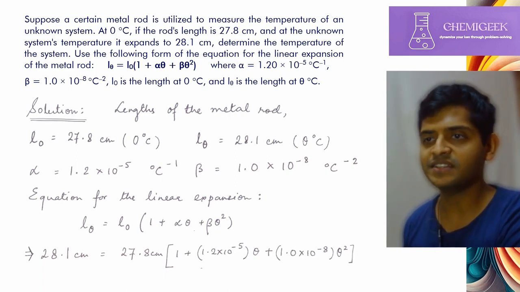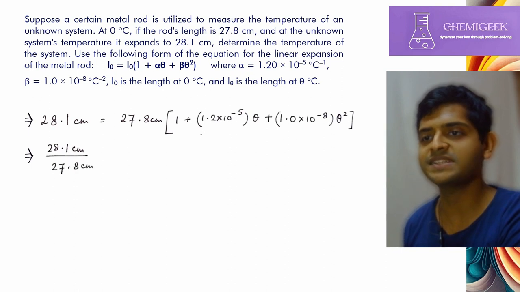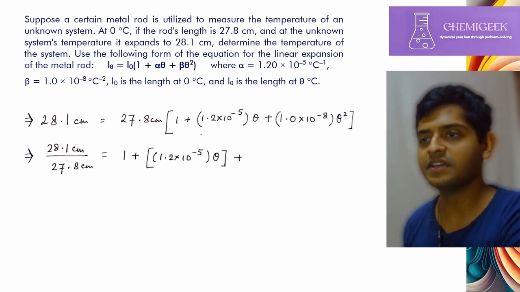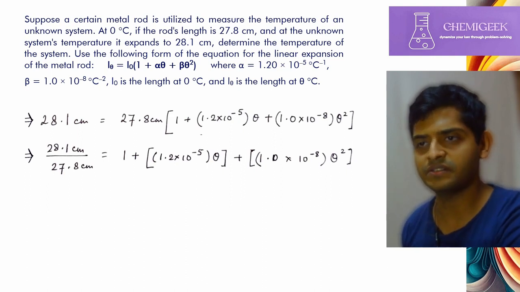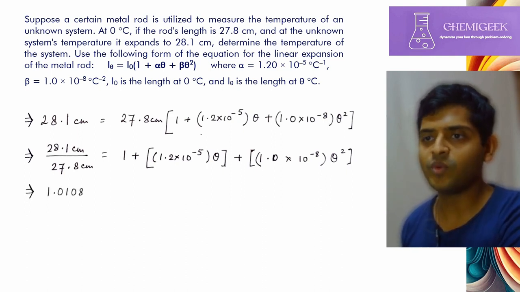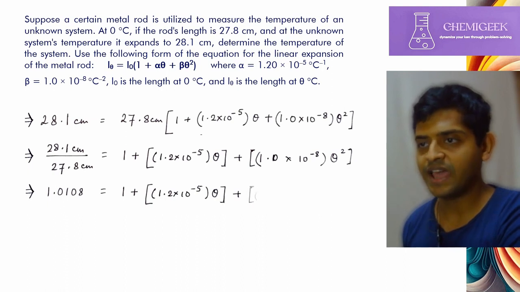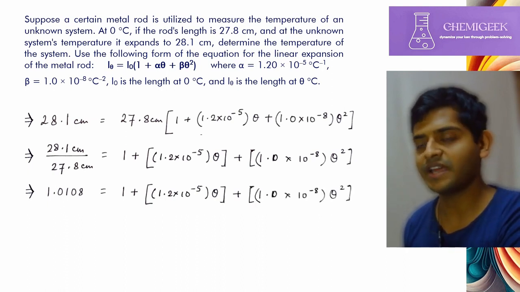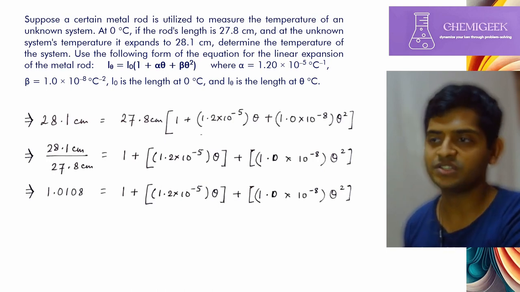So if we rewrite this equation once again, we find that 28.1 divided by 27.8 is equal to 1 plus alpha into theta plus beta into theta square. The same value has been rewritten. 28.1 divided by 27.8 turns out to be around 1.0108. And again, the same thing has been written on the right hand side, that is 1 plus alpha into theta plus beta into theta square.